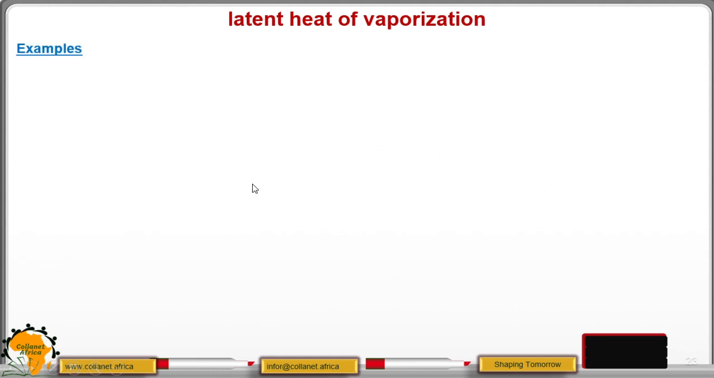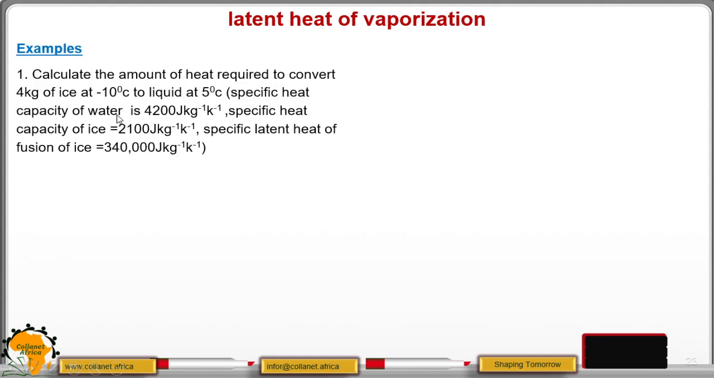From there, we can look at several examples. Number one, calculate the amount of heat energy required to convert 4 kilograms of ice at negative 10 degrees Celsius to liquid at 5 degrees Celsius. Here we are given the specific heat capacity of water as this one.